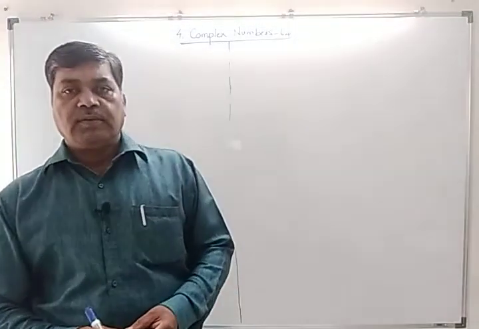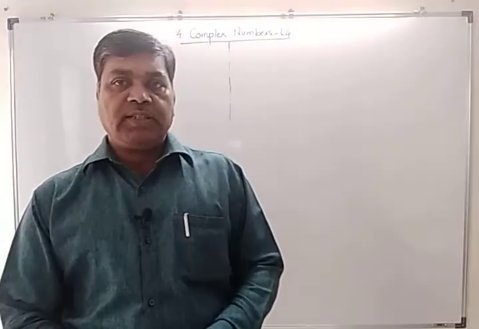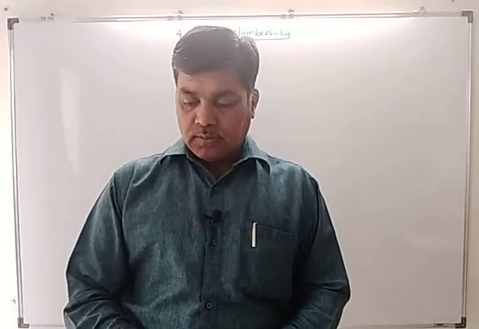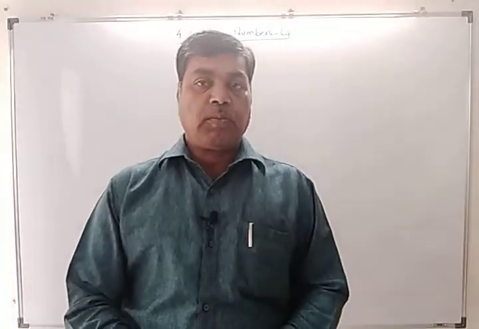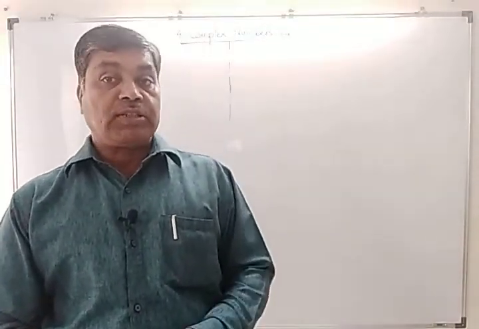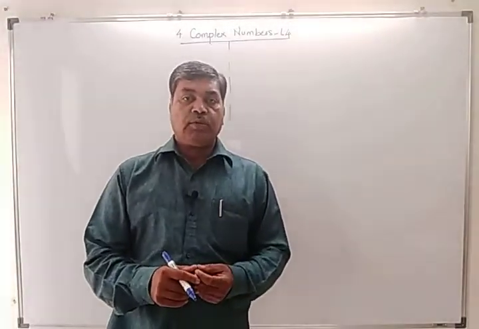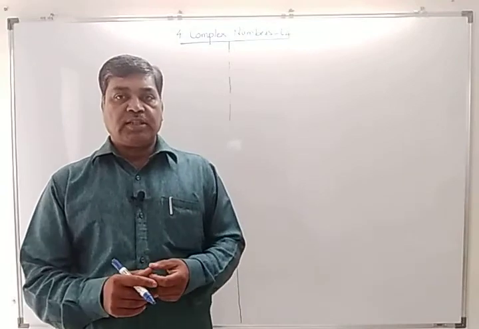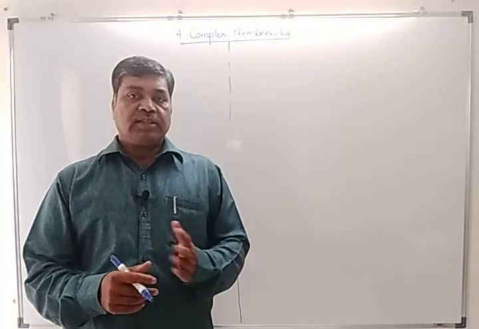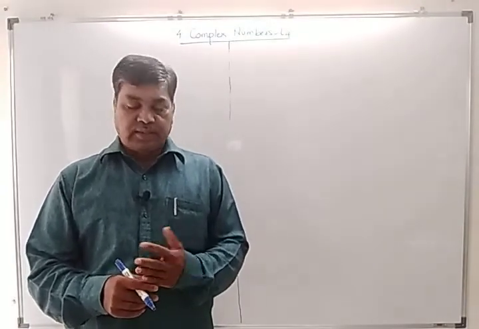Hello friends, in the previous lecture we have studied the polar form and exponential form of a complex number. With the help of that, I have stated De Moivre's theorem: for any theta belongs to R and n belongs to Q, (cos theta plus i sin theta) raised to n is equal to cos n theta plus i sin n theta.